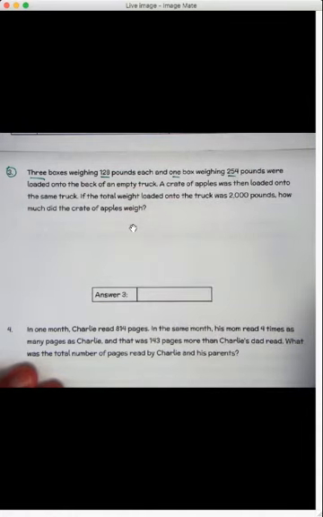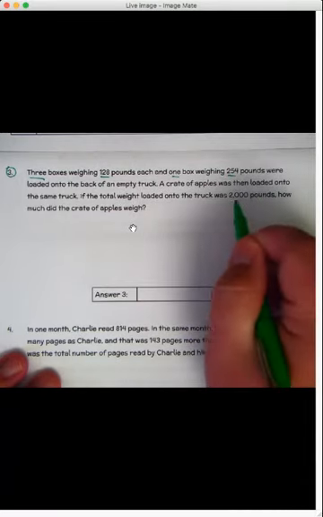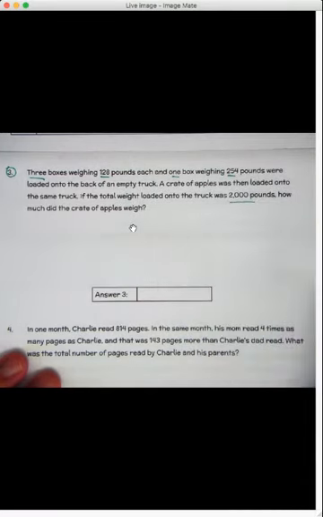We're loaded into the back of an empty truck. A crate of apples was then loaded onto the same truck. If the total weight loaded onto the truck was 2,000 pounds, how much did the crate of apples weigh?